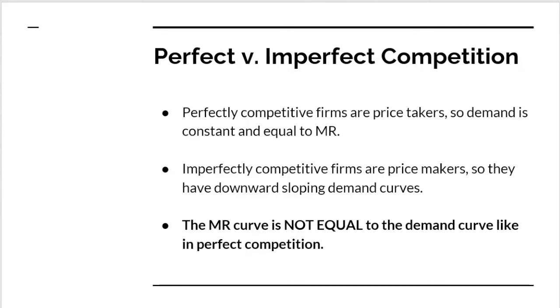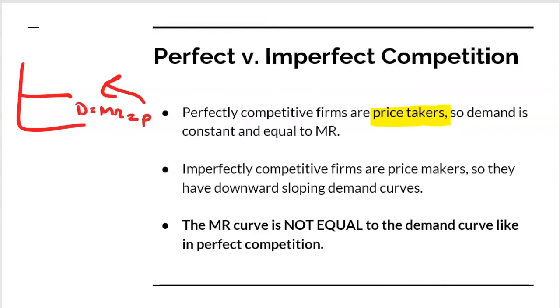And so let's compare perfect versus imperfect competition. Perfectly competitive firms are price takers. And so because of that, our demand is constant and equal to marginal revenue. What this means is, if you remember, our demand is our marginal revenue, which is also our price curve, which technically is also our average revenue curve. Our demand curve was perfectly elastic, perfectly horizontal. And that was due to the fact that perfectly competitive firms are price takers.